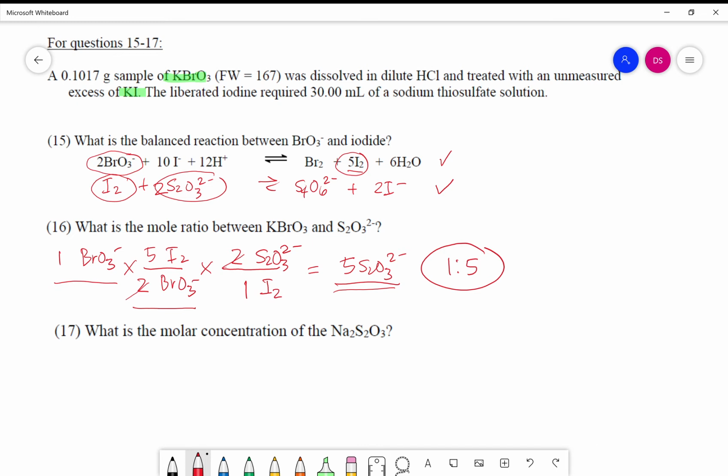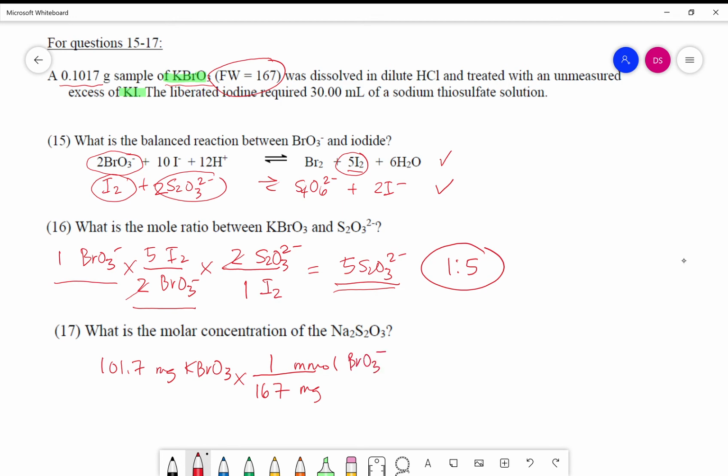Question 17. What is the molar concentration of Na2S2O3? So we are given here 0.1017 gram of KBrO3. If we use milligram, that is 101.7 milligram KBrO3. Convert that to millimole. So we have milligram per millimole, that is molar mass. 167 milligram is 1 millimole. So this is now millimole KBrO3, millimole BrO3 minus.